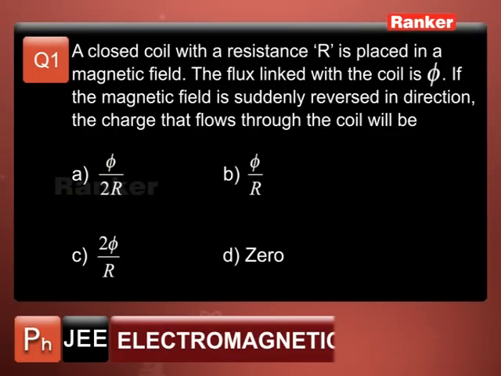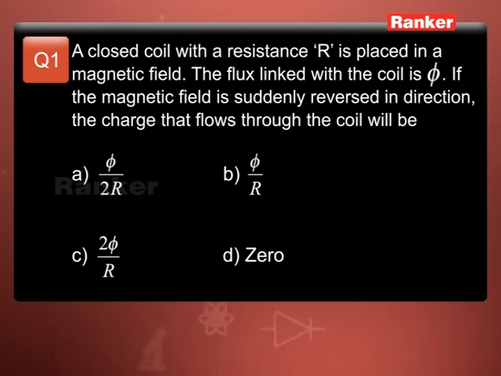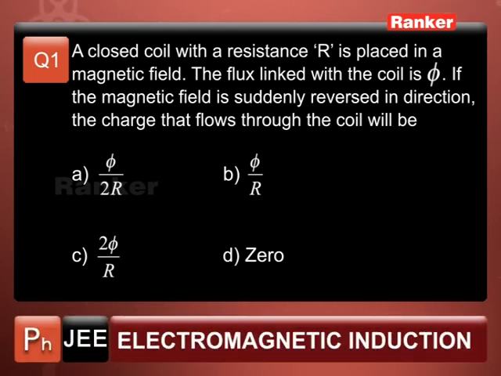So the options, if you look at, the first option is phi by 2R. The second option is phi by R. In fact, that would have been our answer had the magnetic field not been reversed. But in this particular case, since it has been reversed, B is not the correct answer for us. What is the next option? C, that is 2 phi by R.